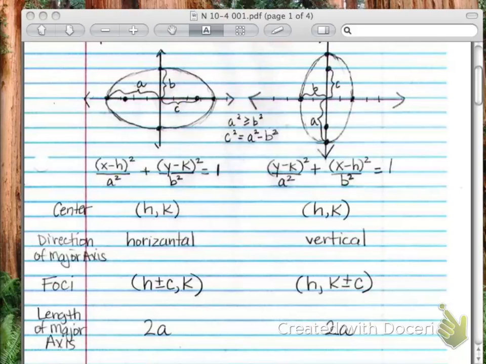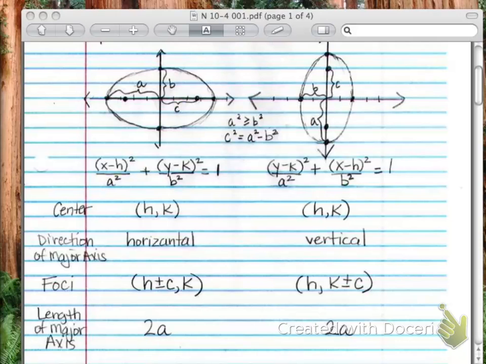So, basically, very similar to the circle, very similar to the parabolas and everything else we've been doing. In this case, we again have two separate, unique forms. This form is changed based on the major and minor axes. Okay, the major axis is the axis in which the length is longer from one side to the other.